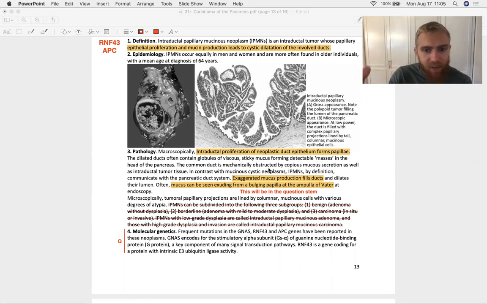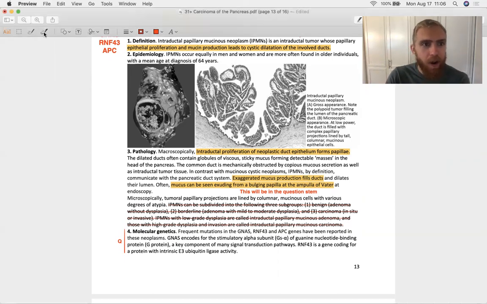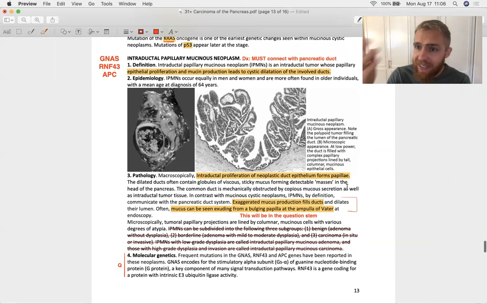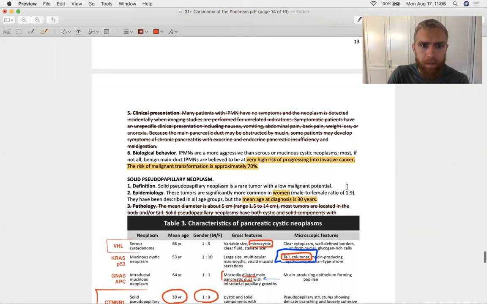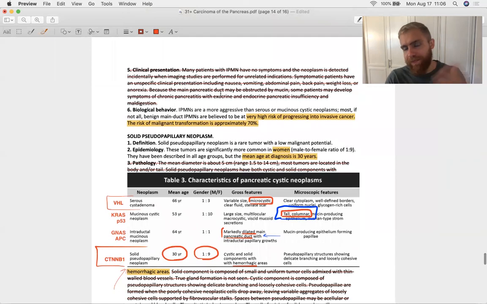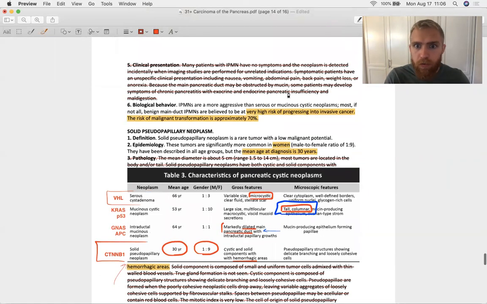So if they ask you about the IPMN, they will probably tell you there is so much mucus in the pancreas that it is spilling out into the duodenum. That's the characteristic part of that question to me. Clinical presentation, that's not making the diagnosis. Mucinous stool, maybe.